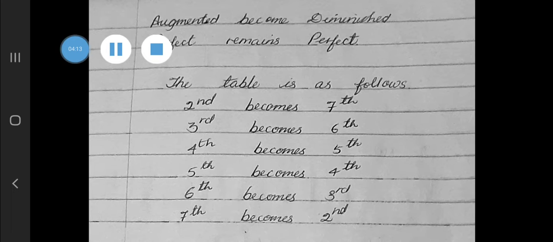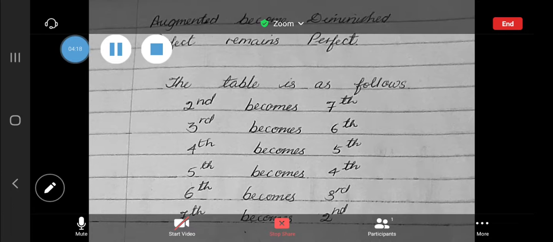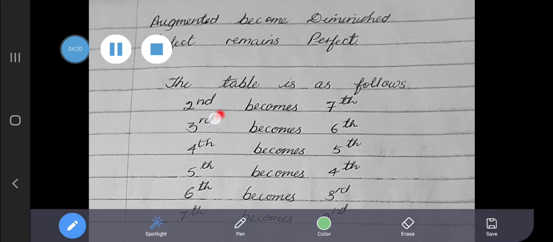So what is the pattern? When we invert a second, it becomes a seventh. We saw that, right? When we invert a third, it becomes a sixth. When we invert a fourth, it becomes a fifth. And the other way also: when we take a seventh and invert it, it becomes a second.